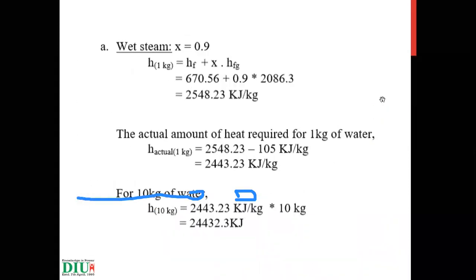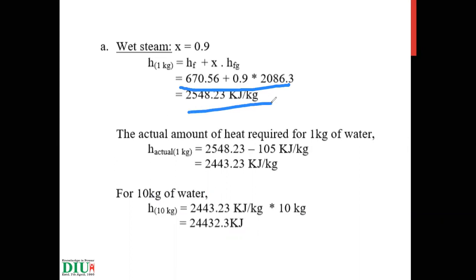Okay, so you put this value. This is for 1 kg, but is it the actual value? This is from 0 degrees Celsius, my student. But we need from 25 degrees Celsius. Now we will subtract that 105 joule from this, because that is the actual amount of heat. So from this we subtract 105 kilojoule, sorry.